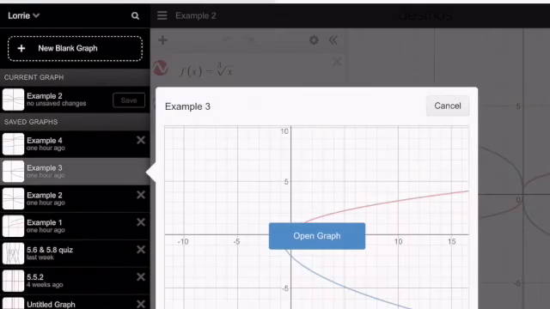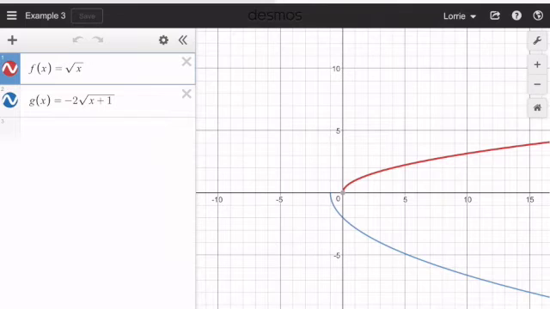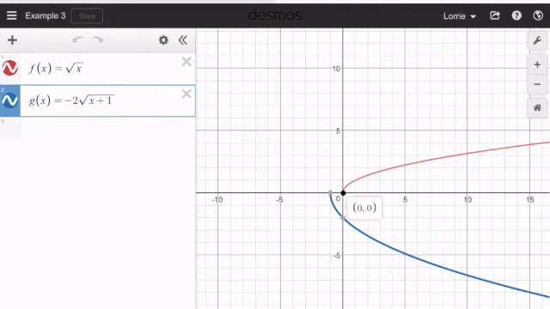So our graph, example 3, again, our original parent function is in red and our new function is in blue. You can see that it is stretched a little towards the y-axis. It's kind of gotten a little fatter. We have translated over to the left by 1. Our point that was at 0, 0 here is now at -1, 0. And of course, we've done that reflection. So instead of going up towards positive infinity in the y direction, we're headed towards negative infinity.